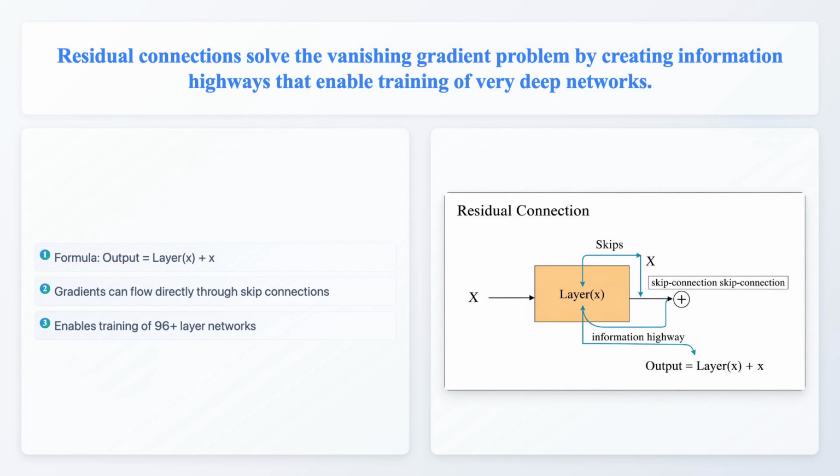Without residual connections, we'd be limited to shallow networks that couldn't capture the complex patterns needed for language understanding. The mathematical beauty is in its simplicity, just addition, but the impact is profound. Every major deep learning breakthrough since 2015, from ResNet to transformers, relies on this principle.